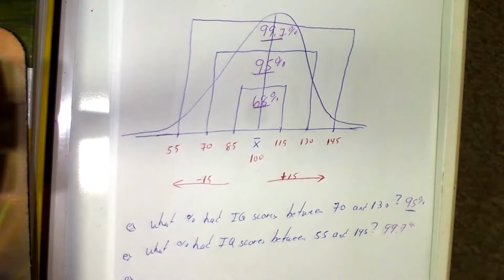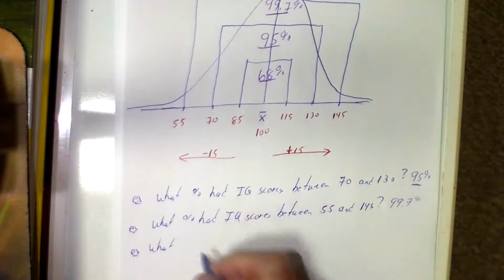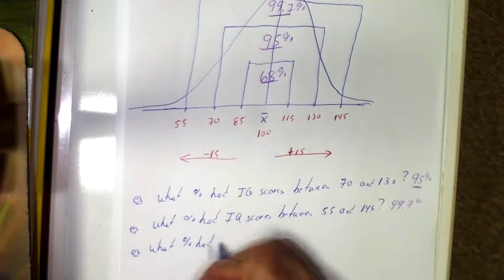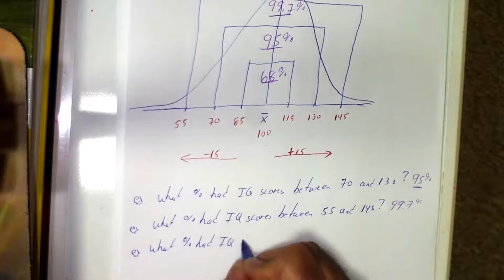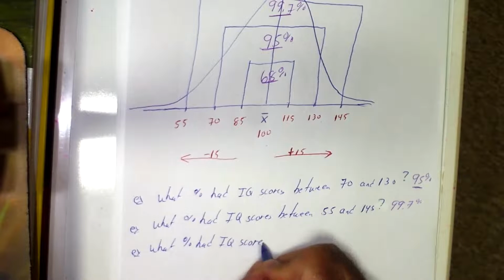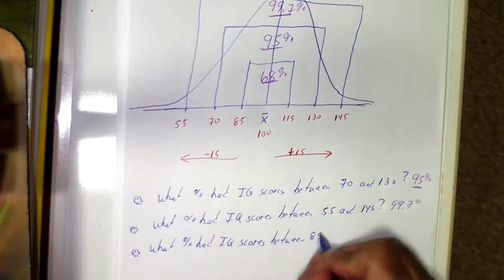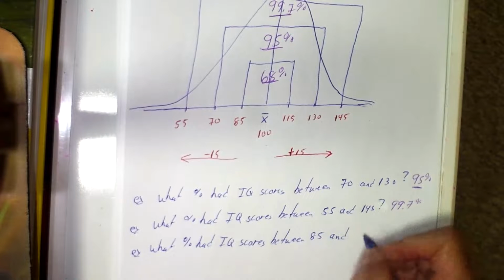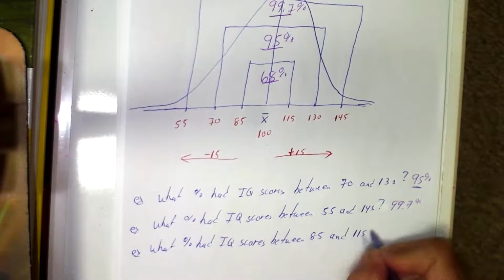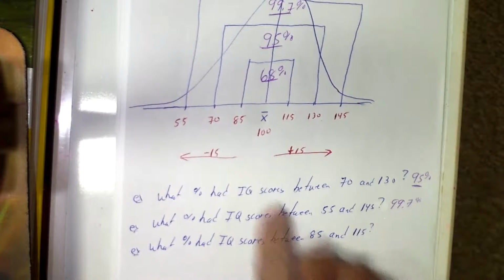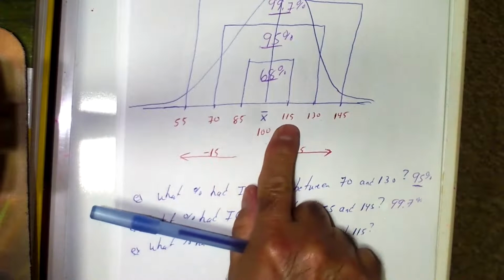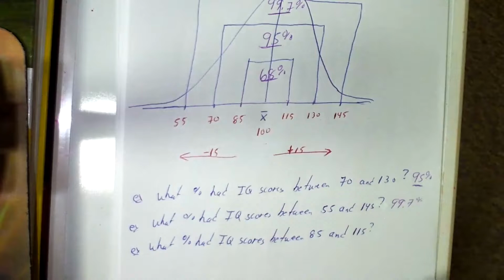And I can only ask 3 questions, right? What percent had IQ scores between 85 and 115? 85 to 115 falls in the 68.